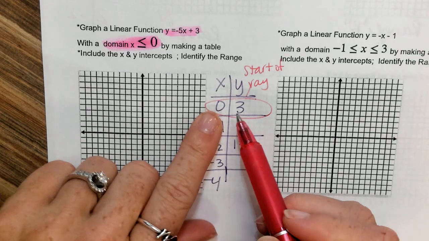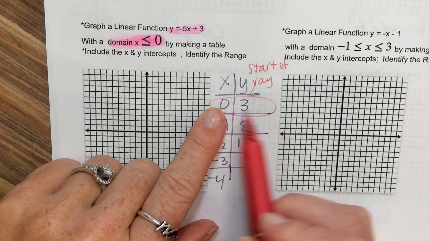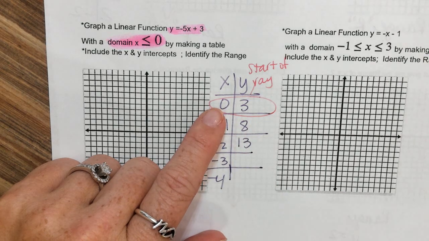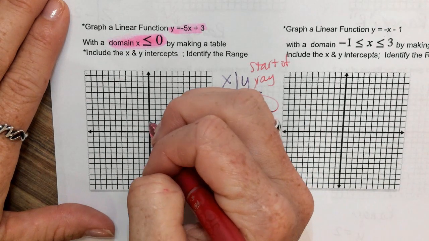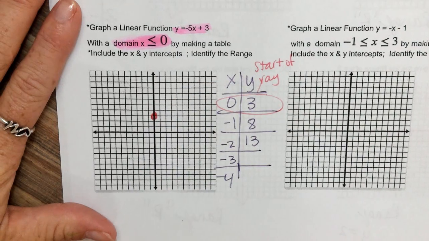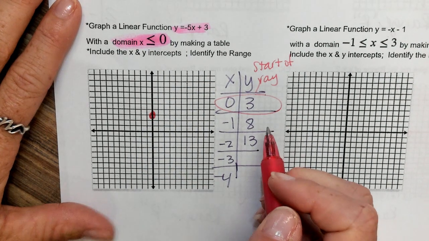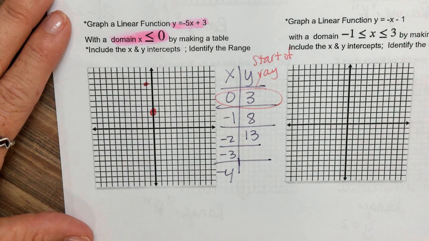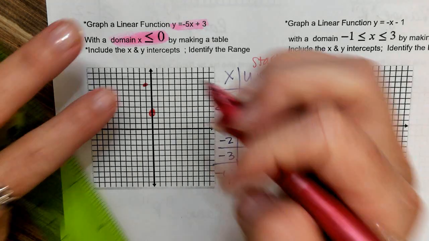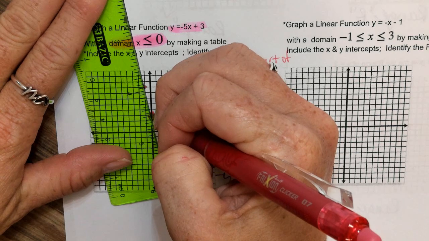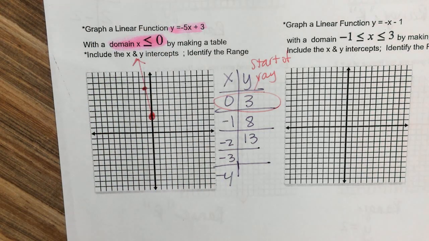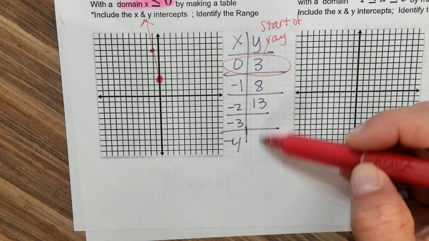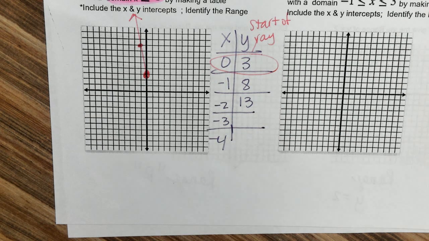So here we go. I'm going to start here. Tell me about this dot. It needs to be the biggest dot so you know where your ray starts. So I go to 0, 3. I'm going to make a giant dot. And now I'm going to graph -1, 8. And I'm going to make my ray starting with my giant dot. So all of these would actually fall on that ray. They just don't fit on my graph.